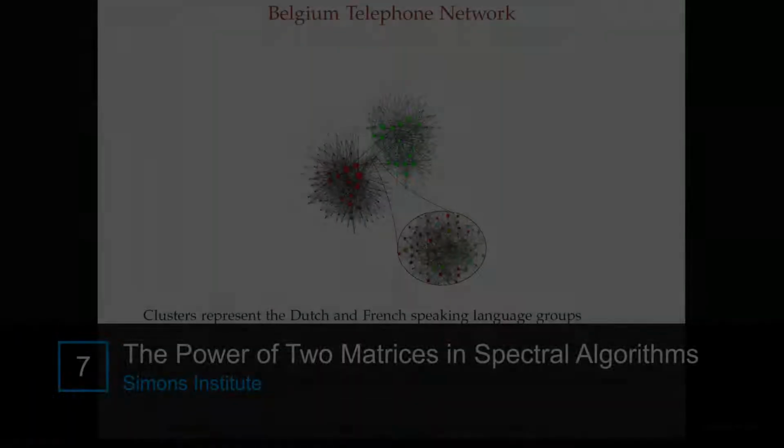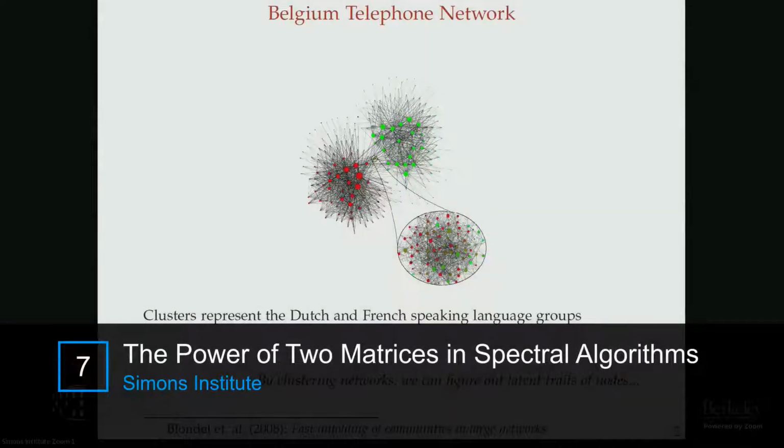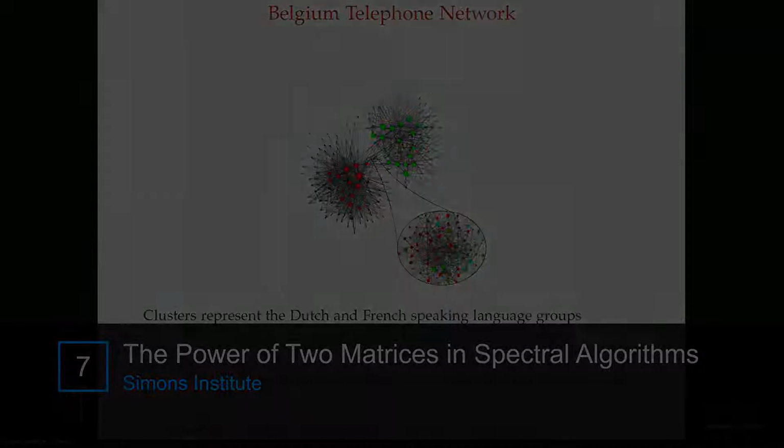Okay, so the thing to note here is that if we can do clustering on a network, then we can figure out hidden traits of the nodes.